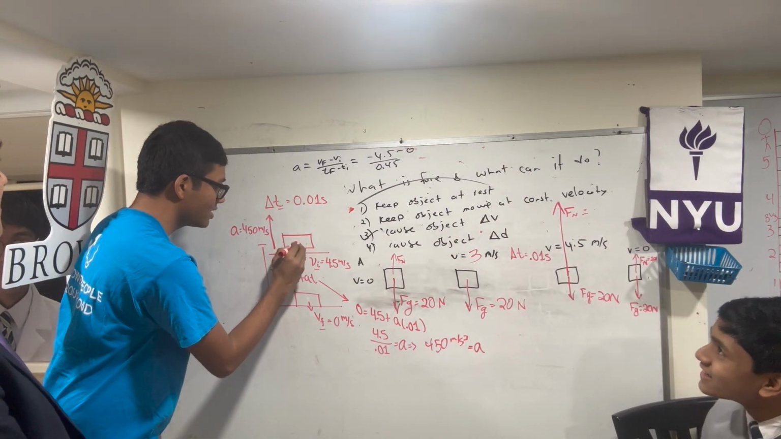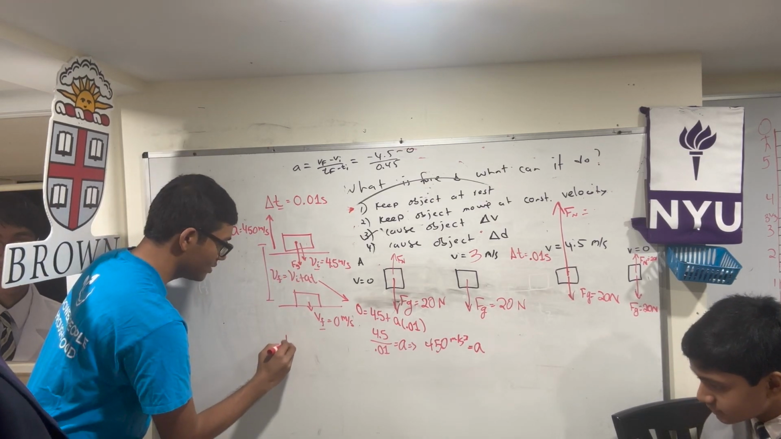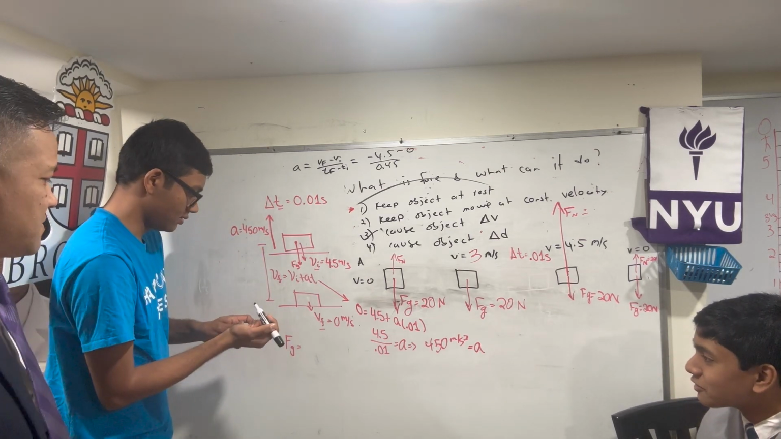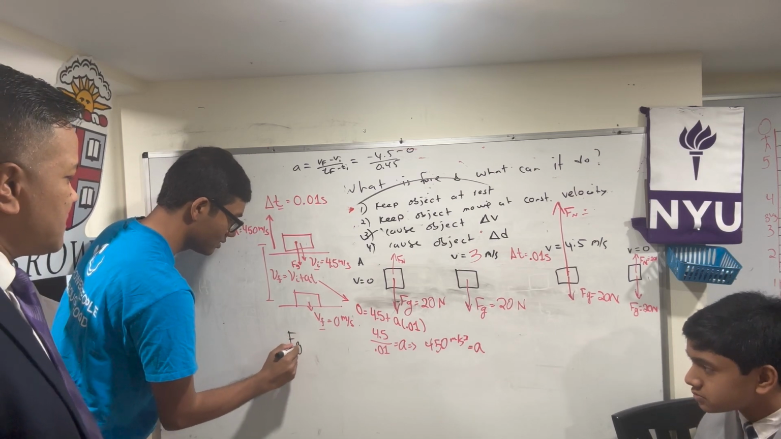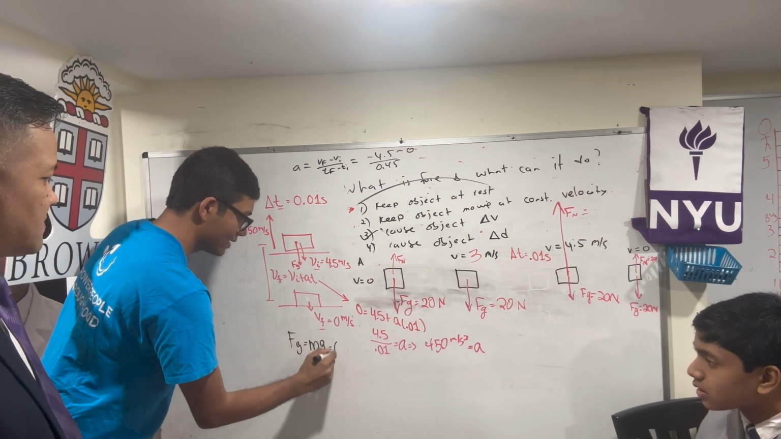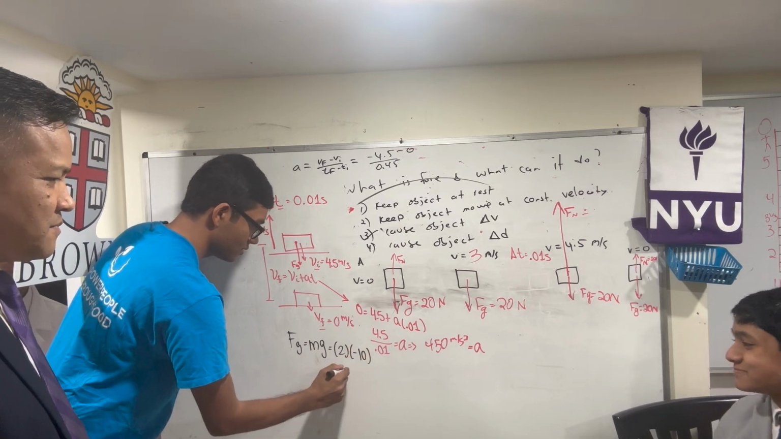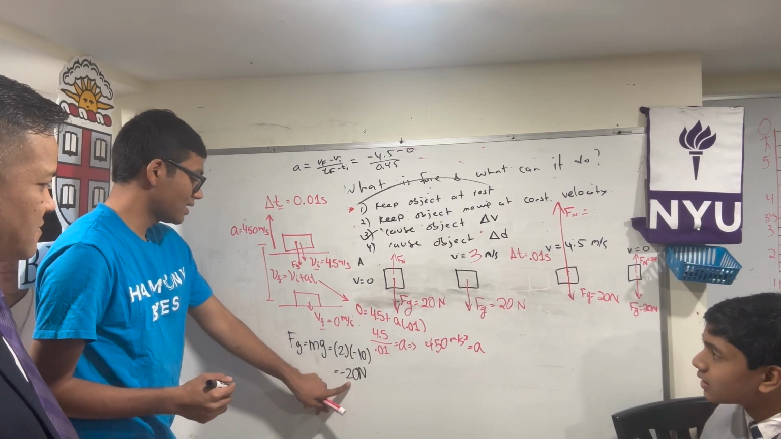And we know the gravitational force on the book. Let me write it here. And what is the mass of the book? 2 kilograms. Okay, so let's say g is minus 10. So minus 20 newtons. Okay, so this is the force of gravity acting downwards, right?